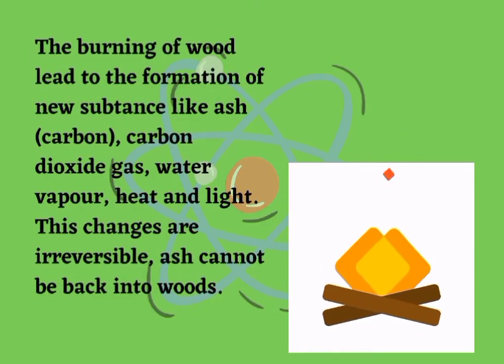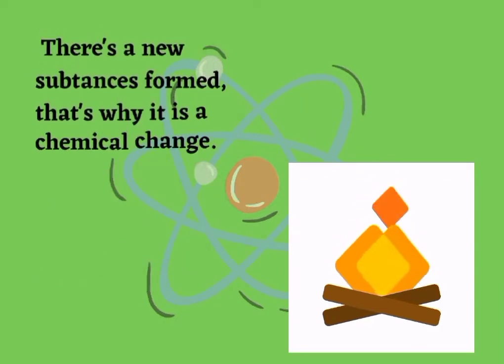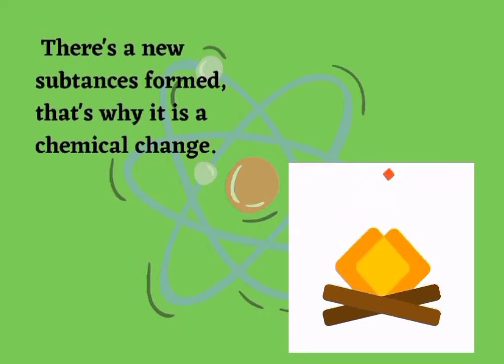Wood burns. The burning of wood leads to the formation of new substances like ash, carbon dioxide gas, water vapor, heat, and light. These changes are irreversible. Ash cannot be turned back into wood. There's a new substance formed, that's why it is a chemical change.